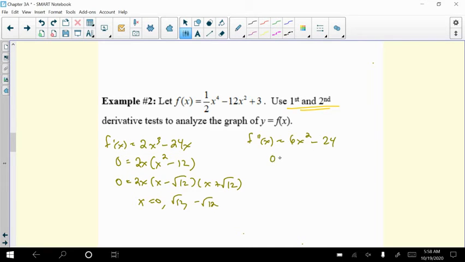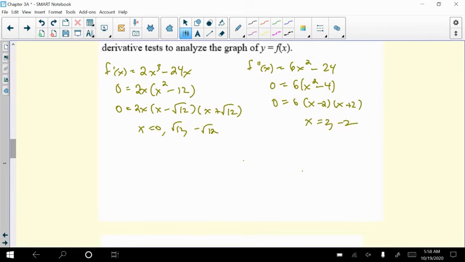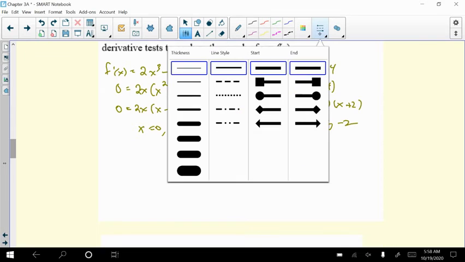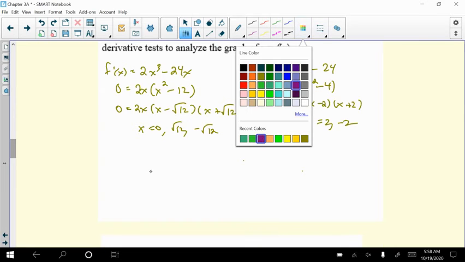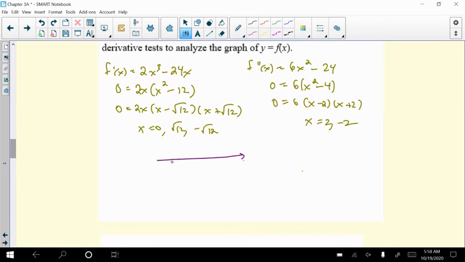Setting this equal to 0 and factoring out a 6, we get x squared minus 4. And that is a difference of squares, and that is a perfect square. So x minus 2 and x plus 2. So the zeros of the second derivative are plus or minus 2. So let's simultaneously analyze our first and second derivatives. So again, thinking about them on a number line, a sign chart, if you will. And here's our second derivative.